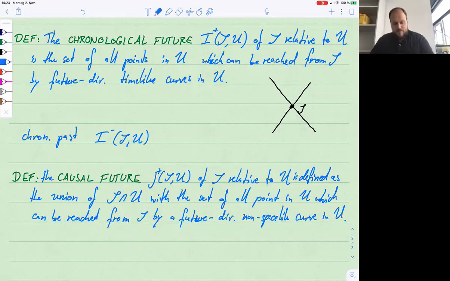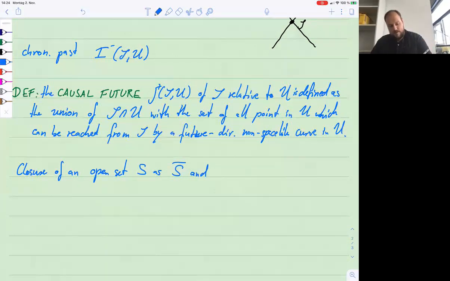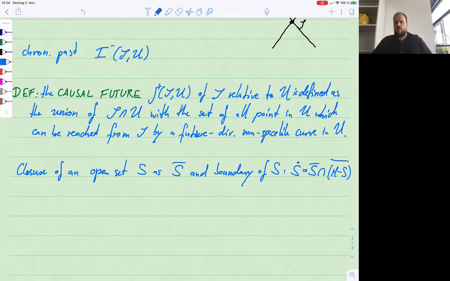And we can define a closure of a set, of an open set, which is just when you close it. An open set S has a closure of S and a boundary. The boundary of S is denoted by S dot. If we subtract the closure of the manifold minus S from the closure of S, we end up with the boundary of this set S, because we have the closure of S minus the closure of the manifold minus S, and this just leaves you the boundary of S. Okay. Questions so far?